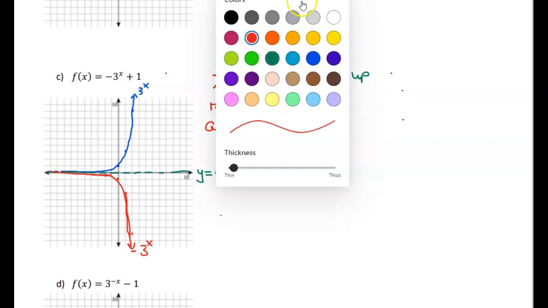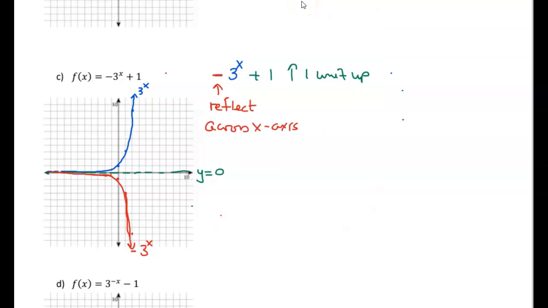All right, and now the plus 1 means that the reflected function is going to move up 1 unit. Okay, so all the y values, we add 1 to them. All right, so 0, negative 1 moves to 0, 0. 1, negative 3 moves to 1, negative 2. 2, negative 9 moves to 2, negative 8. The horizontal asymptote moves up 1 unit. Negative 1, negative 1/3 moves here, and so on. Okay, so the reflected function is going to shift up 1 unit. Right, so this is negative 3 to the x plus 1.